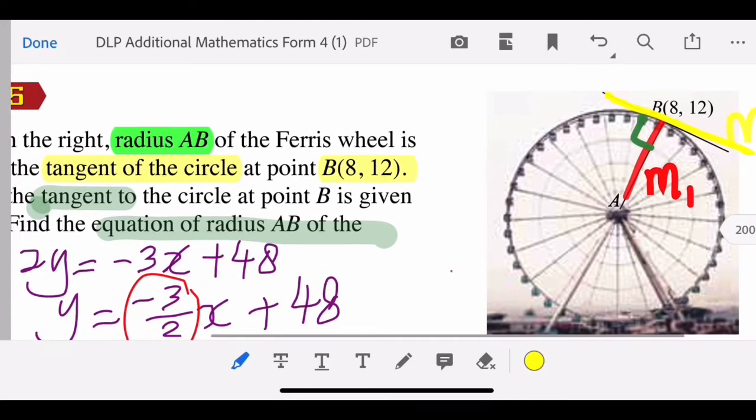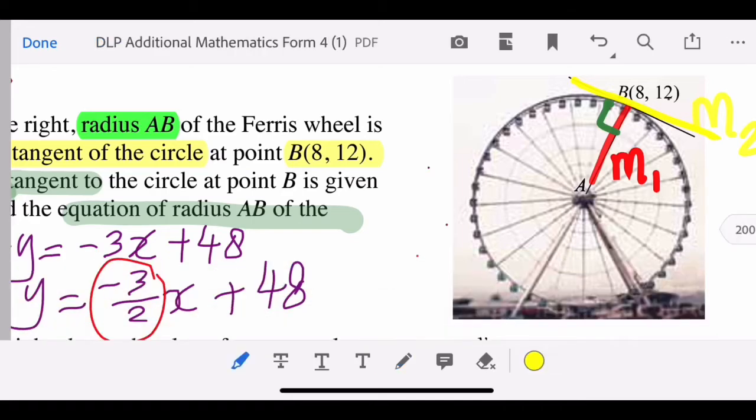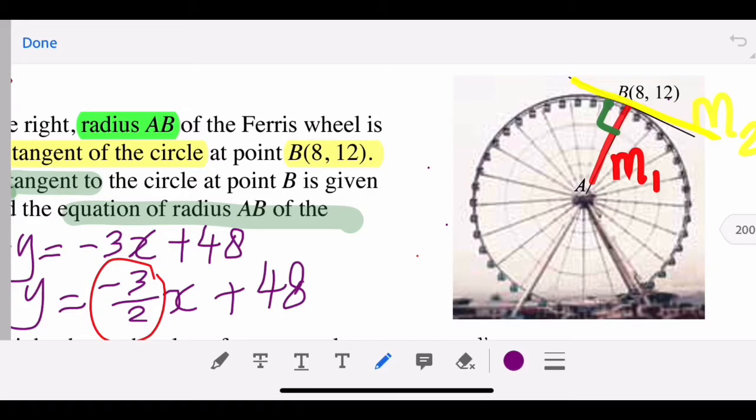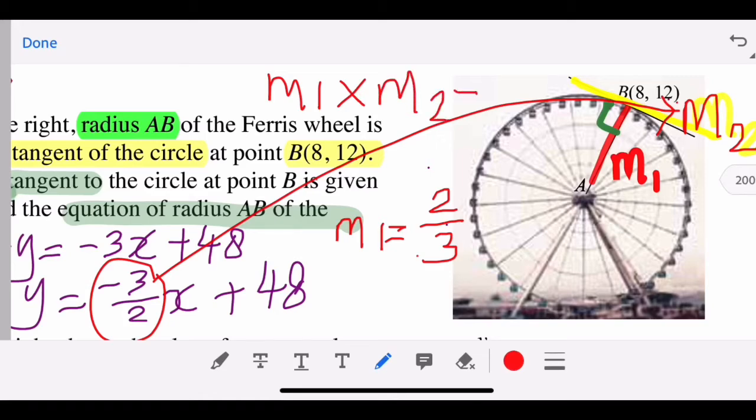Okay, now we have the gradient for the tangent, which is negative 3/2. That is the gradient for the yellow line, the equation of the tangent. Now I use a purple line to show that the gradient m2 is negative 3/2. Alright, so based on the concept that m1 times m2 is equal to negative 1, the product of the two gradients is equal to negative 1 when they are perpendicular.